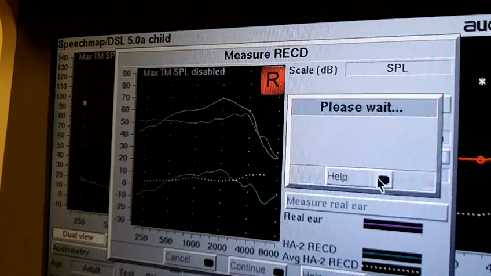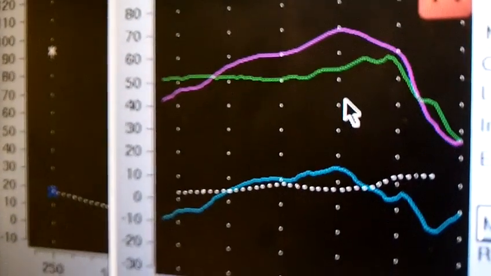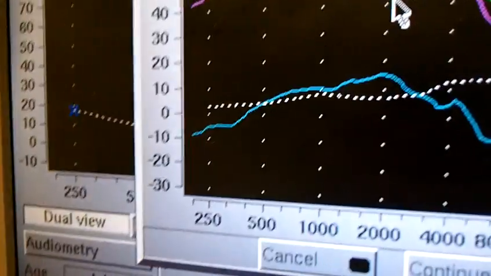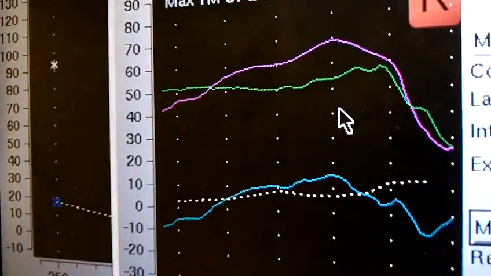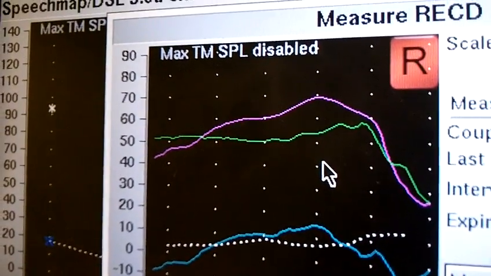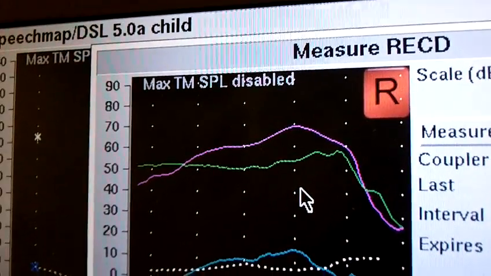Push continue. Okay, so we're going to talk about what each of these lines mean. So the green line, as we already know, is the coupler. And that is how each frequency measures. The purple line is Amy's ear. And that is how each frequency responds within her ear.